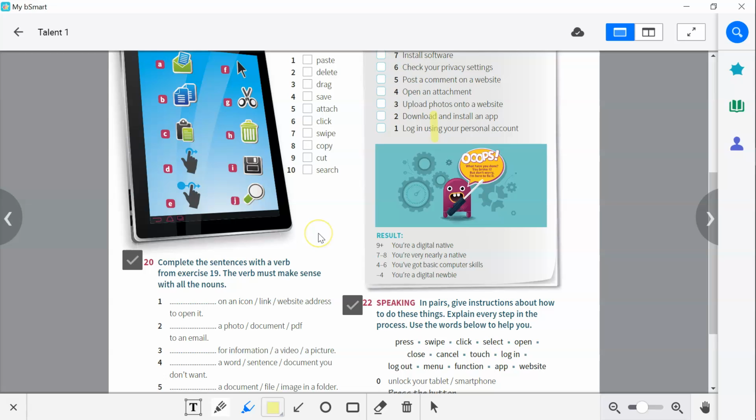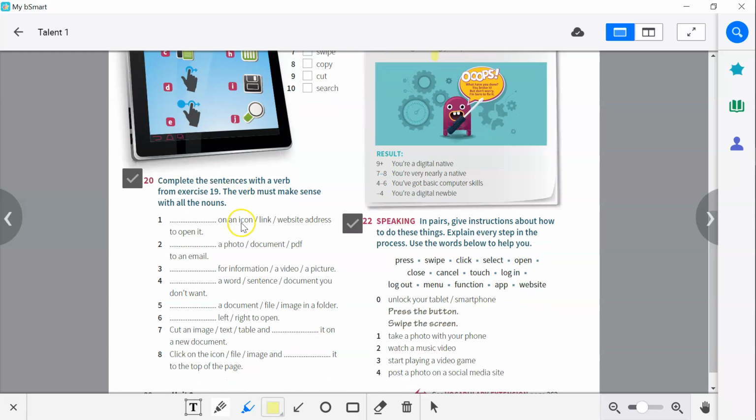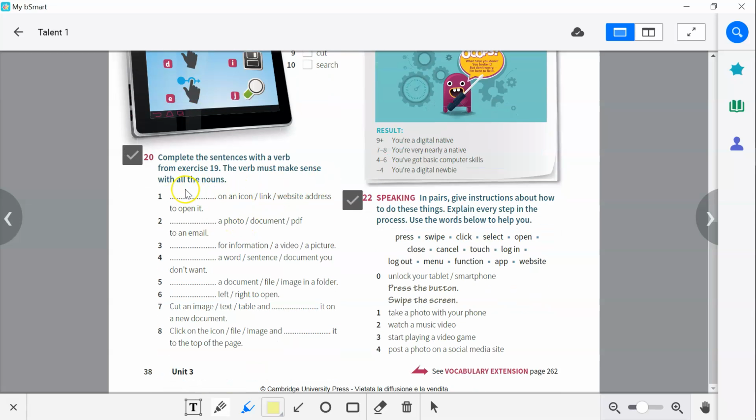Okay, now you have to complete the sentences with a verb from the exercise number 19. And the verb must make sense with all the nouns. So it has to be okay with icon, link, website, website address, and so on. So I give you 1 or 2 minutes. You do the exercise, and then we check. Okay, now let's see the right answer.